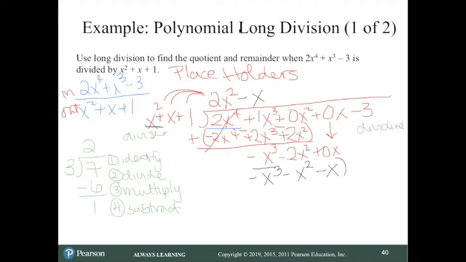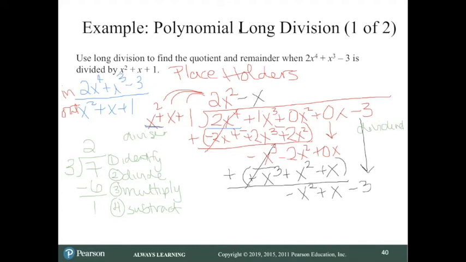And then we subtract. Distributing my negative, now I can add. First term should cancel out. -2 plus 1 is -x squared. 0 plus 1 is plus x. Bring down my -3.